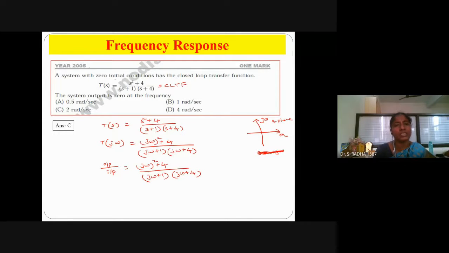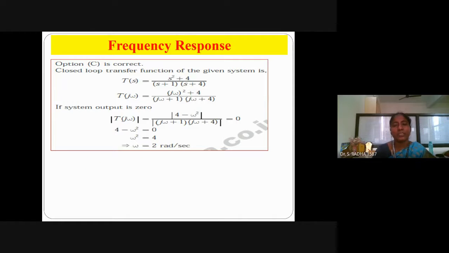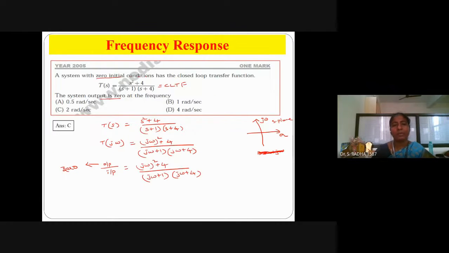With 0 initial conditions, the output is also 0. So what we do, the numerator output is 0. So we will take up 0 in the numerator. You can see 4 minus omega square equal to 0. We are comparing only numerators. The numerator is j omega square plus 4, and the numerator is the output. Already the output is given as 0.